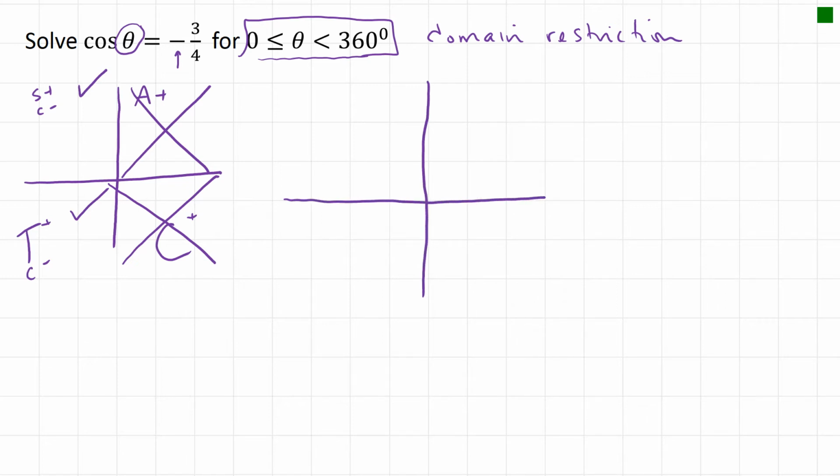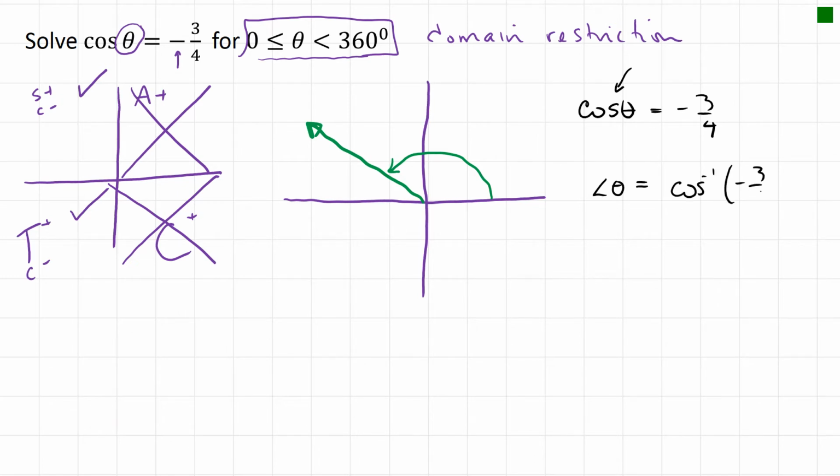So I'm going to draw this again, and I know that one answer is going to be in this quadrant. And the angle I'm eventually looking for is this one right here. So now I'm going to pick up my calculator to give me a hand, and since the cosine of theta equals -3/4, I need to undo this instruction, or do the inverse of this instruction, to isolate theta. So angle theta equals the inverse cos of -3/4.